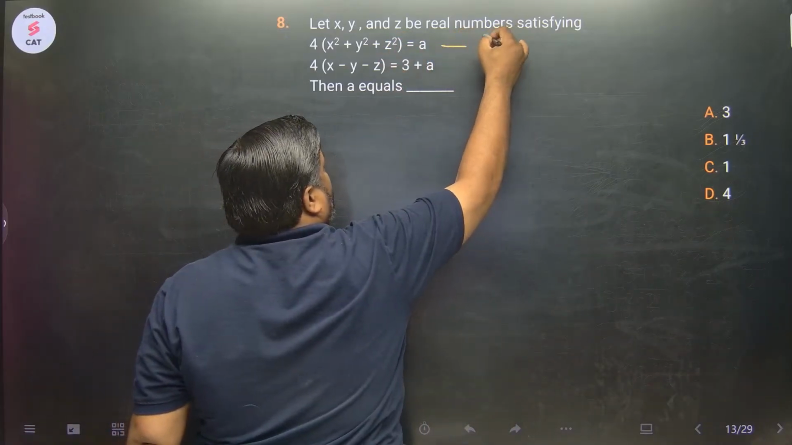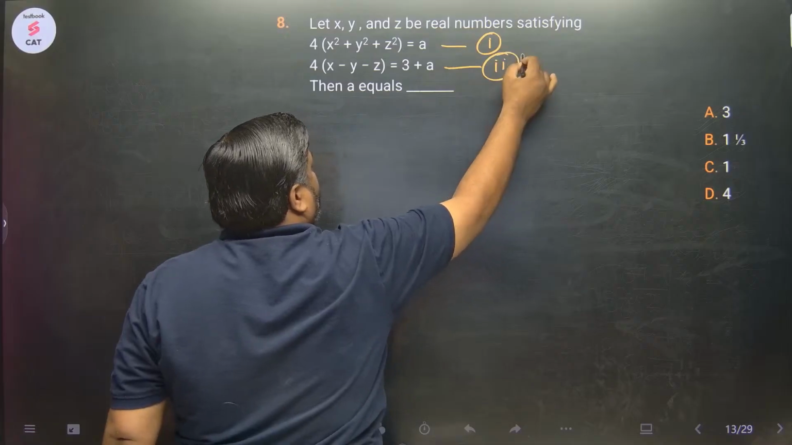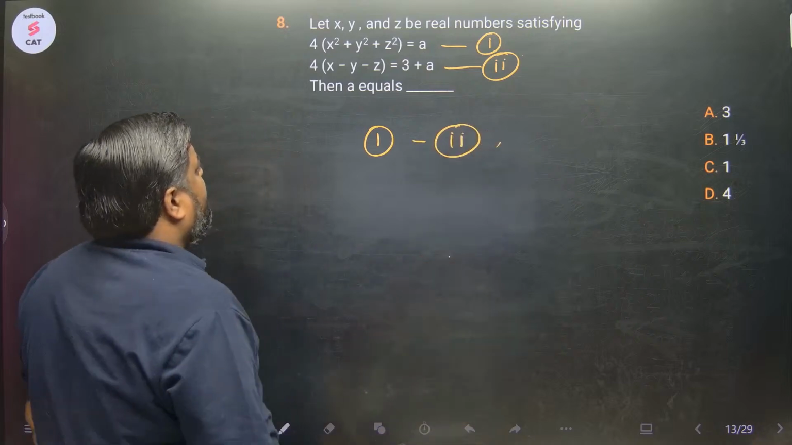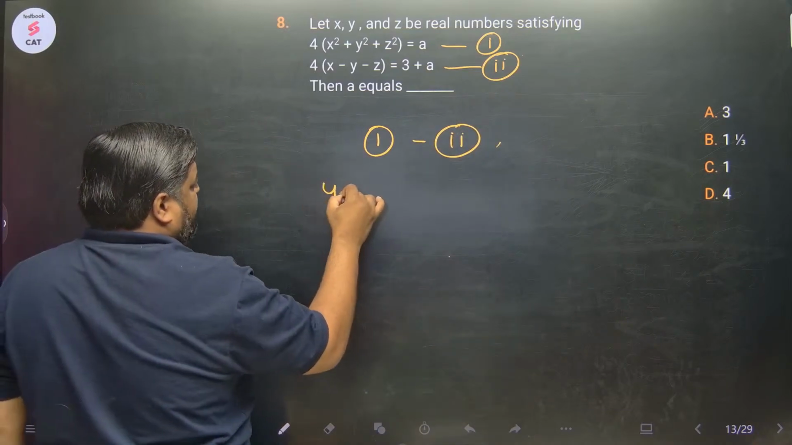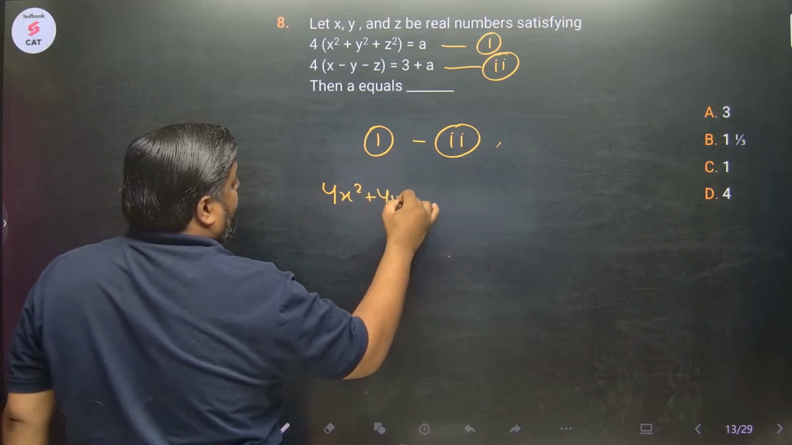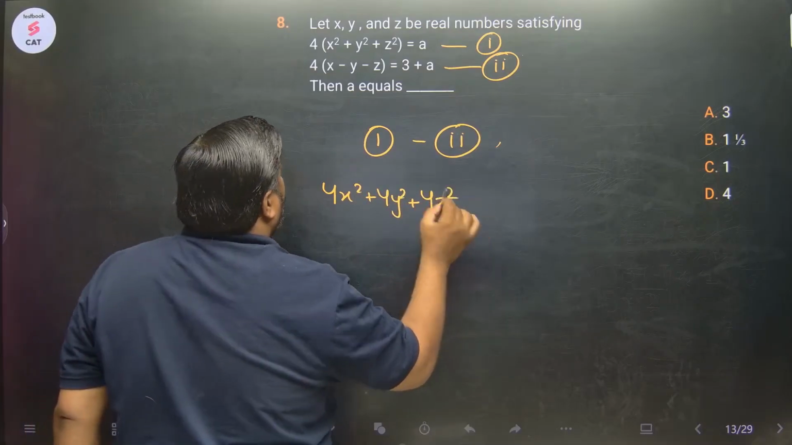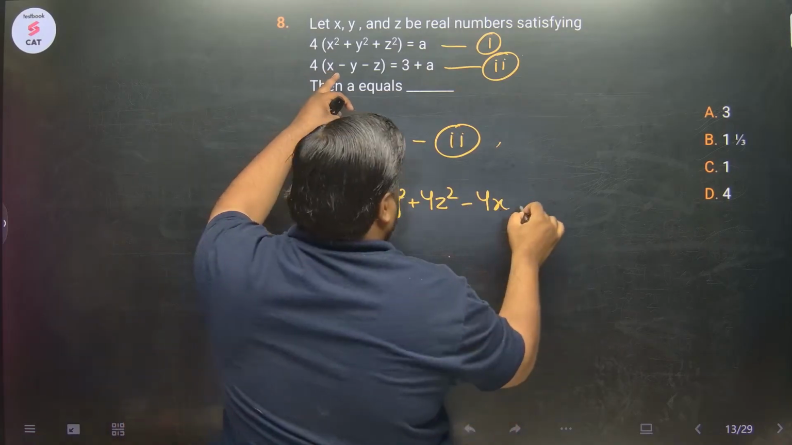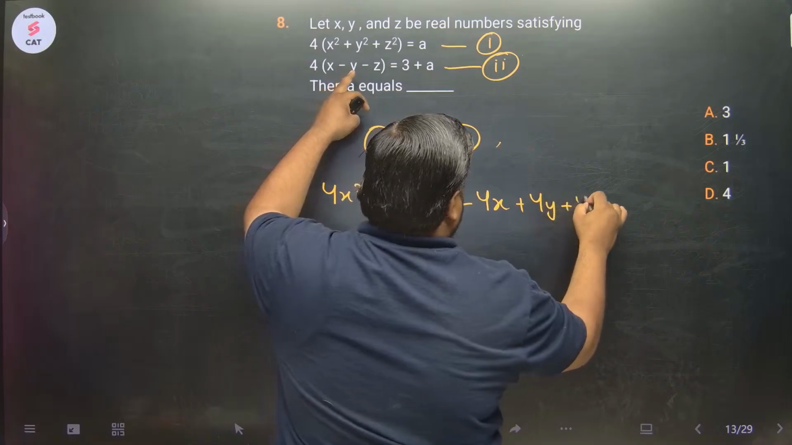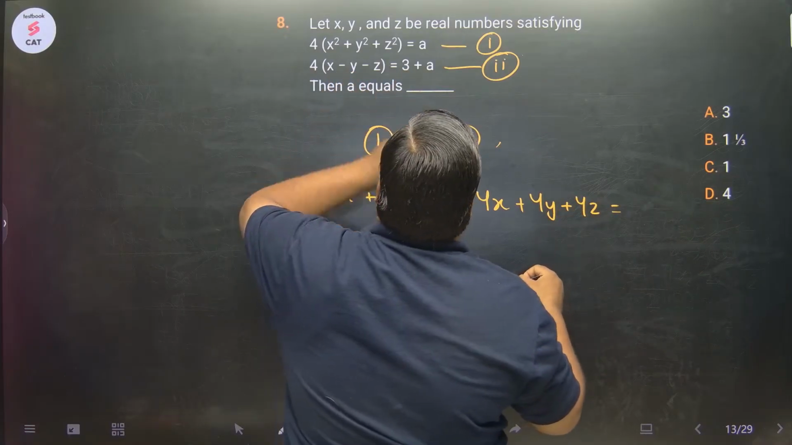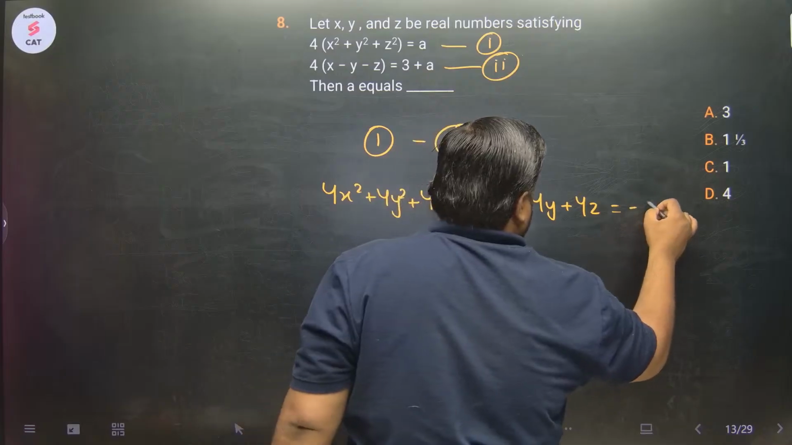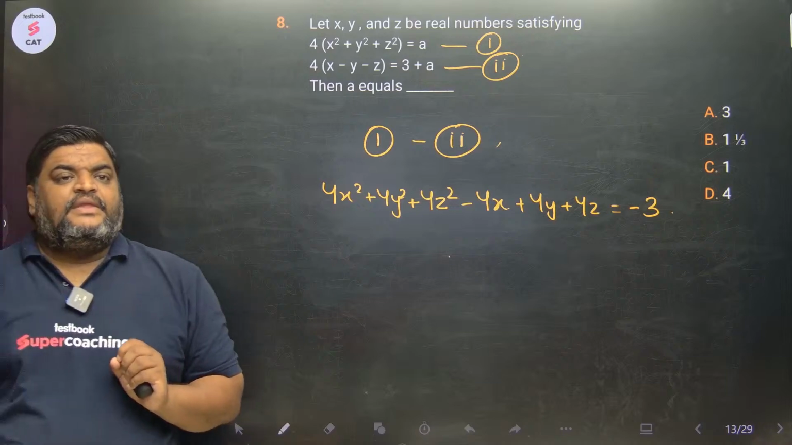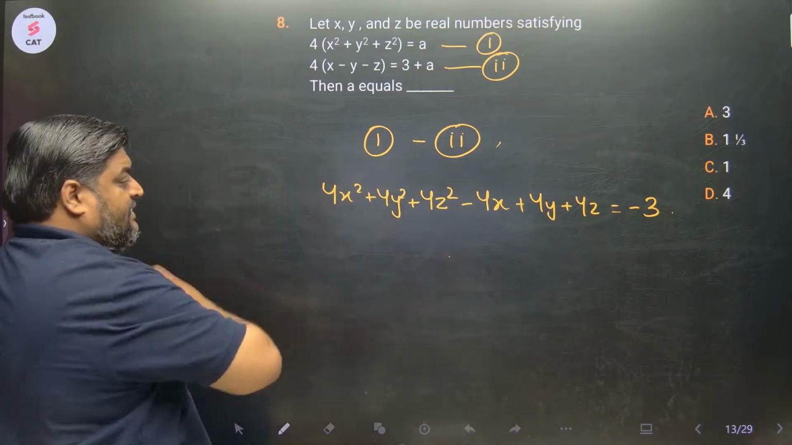Let this be equation 1 and let this be equation 2, and do 1 minus 2. So what you will have? On the left hand side you will have 4x square plus 4y square plus 4z square minus, that would be minus 4x, plus 4y, plus 4z, and here it would be a minus 3 minus a, minus 3 would be left. This is what you will get if you do this properly.